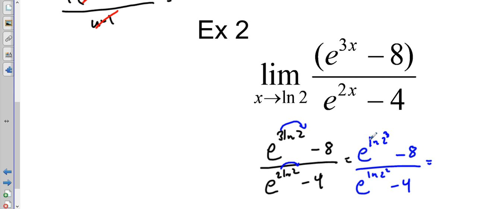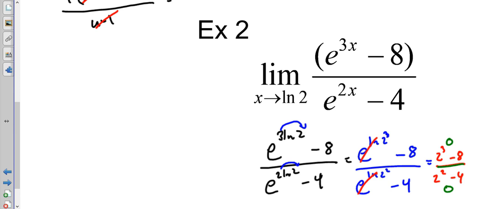Well, now that we got rid of that coefficient, we can now use the inverse properties. e to the natural log, this cancels out. We're left with 2 cubed minus 8. 2 cubed is obviously 8, so this will then cancel out. We're left with 2 squared, which is 4, minus 4. And what we realize is that, yes, we have 0 over 0, indeterminate form. And so we've got to do more work.